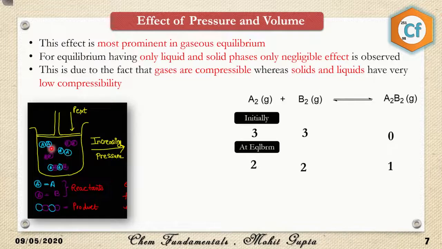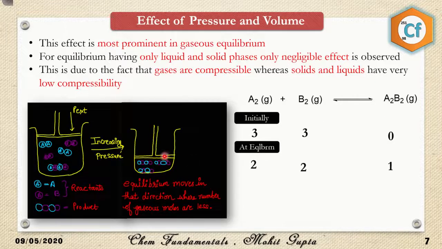The volume would decrease. Now in case the volume decreases, the A2 and B2 molecules would react with each other and convert into the product A2B2. Here you can see that 2 molecules of A2 react with 2 molecules of B2 to form 2 molecules of A2B2, and now in the final stage you have 0 molecules of A2, 0 molecules of B2 and 3 molecules of A2B2. Now you can see here A2B2 is occupying less volume, and on increasing the pressure the volume is already very less, so this equilibrium is sustainable.